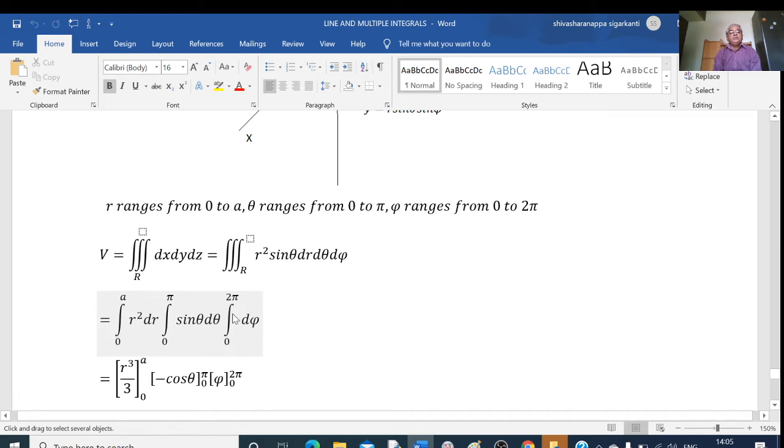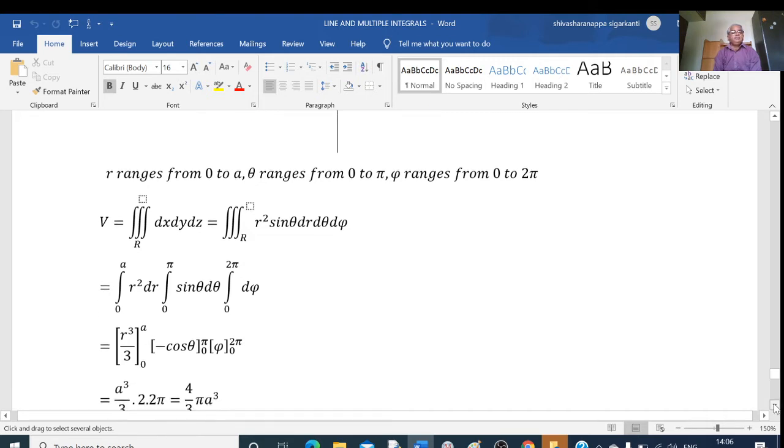Phi ranges from 0 to 2 pi, d phi. And these are independent limits, therefore we can write like this. Neither theta nor phi are depending on, nor is r depending on one another. These are independent, therefore we can take the integration separately and take the multiplication.